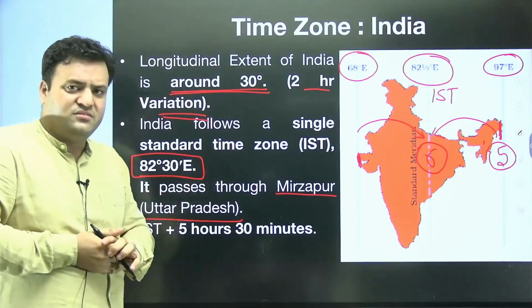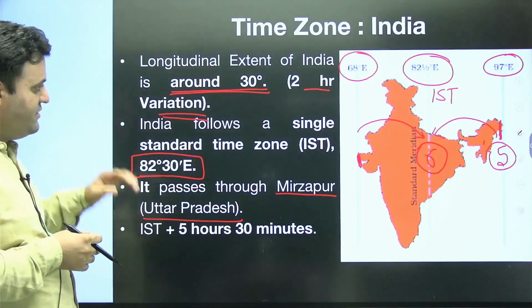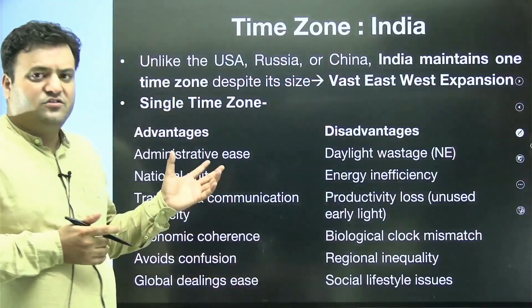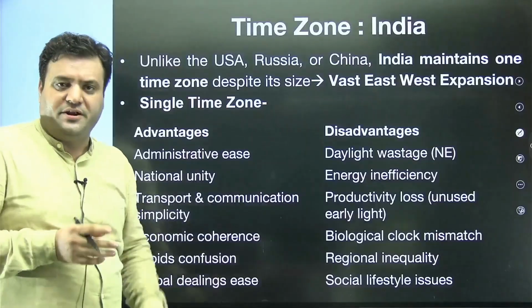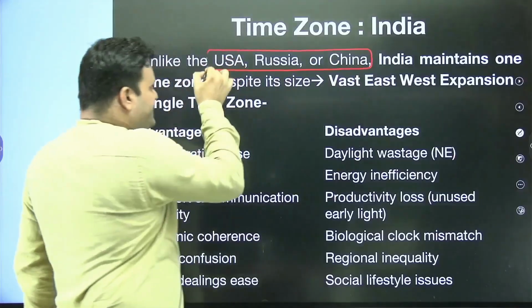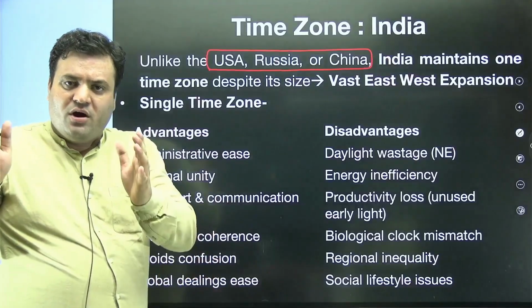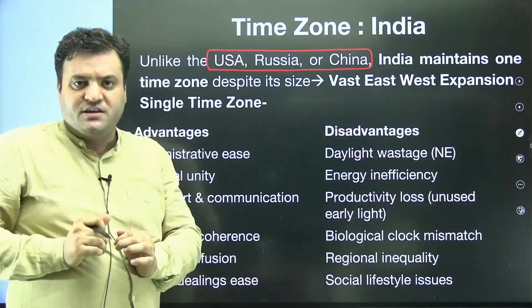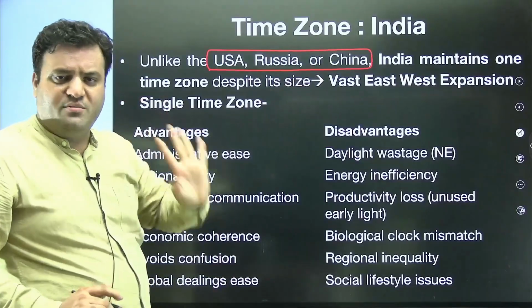So we just got a familiar idea regarding the time zone of India. Moving ahead. Unlike USA, I told you in that particular map, unlike USA, Russia and China, because these countries have a vast east-west expansion, and in order to reduce this time variation, these countries have multiple time zones. India maintains, on the other hand, one time zone, that is the IST.